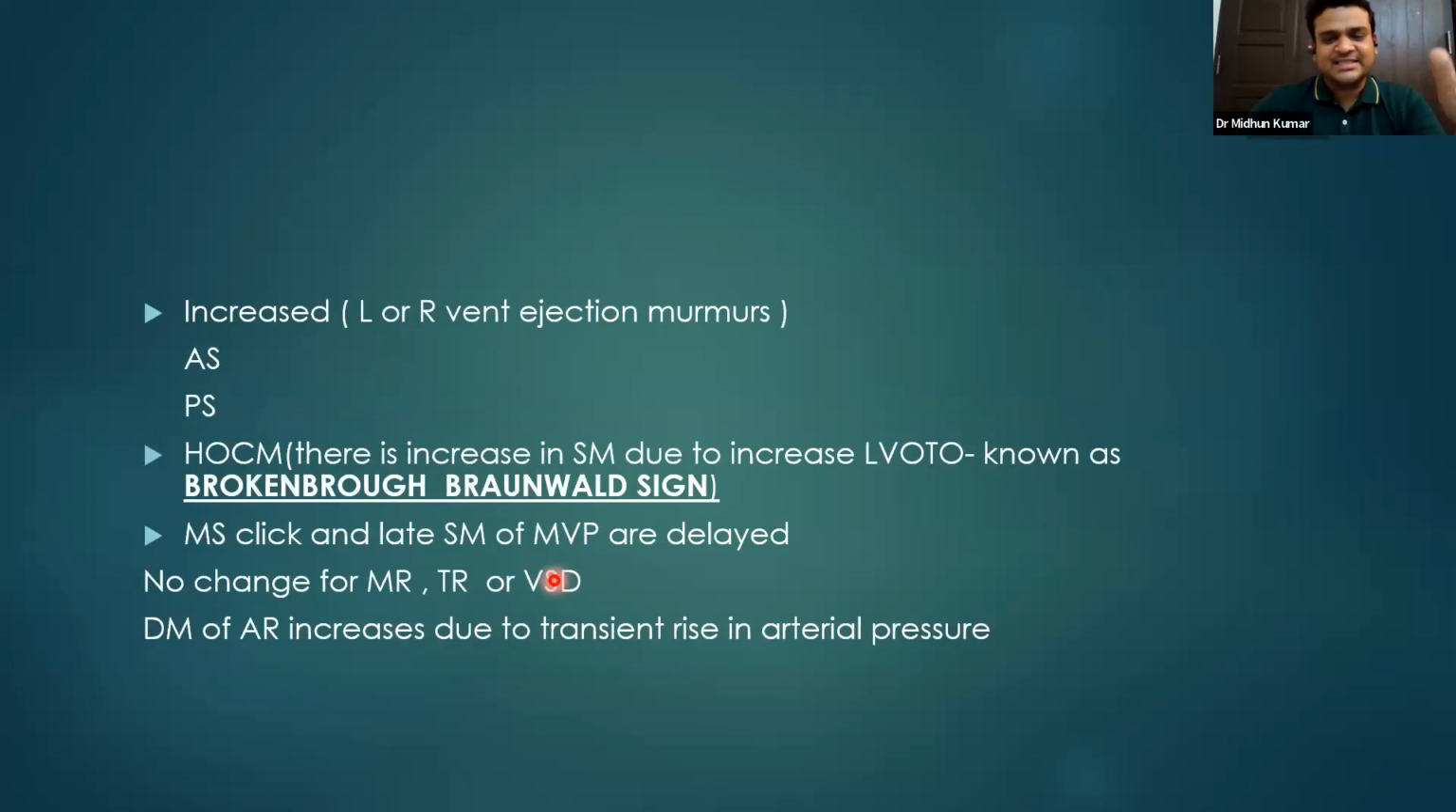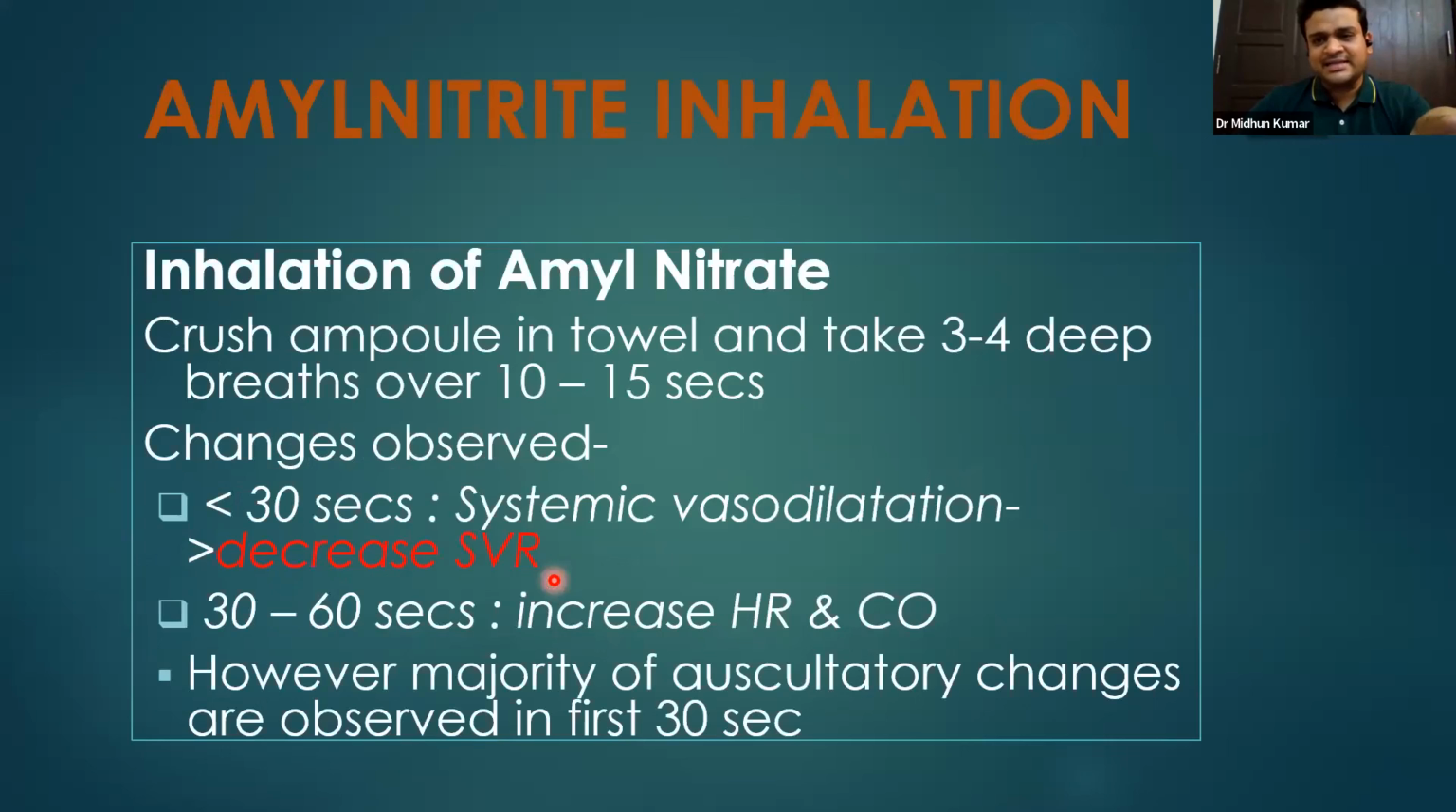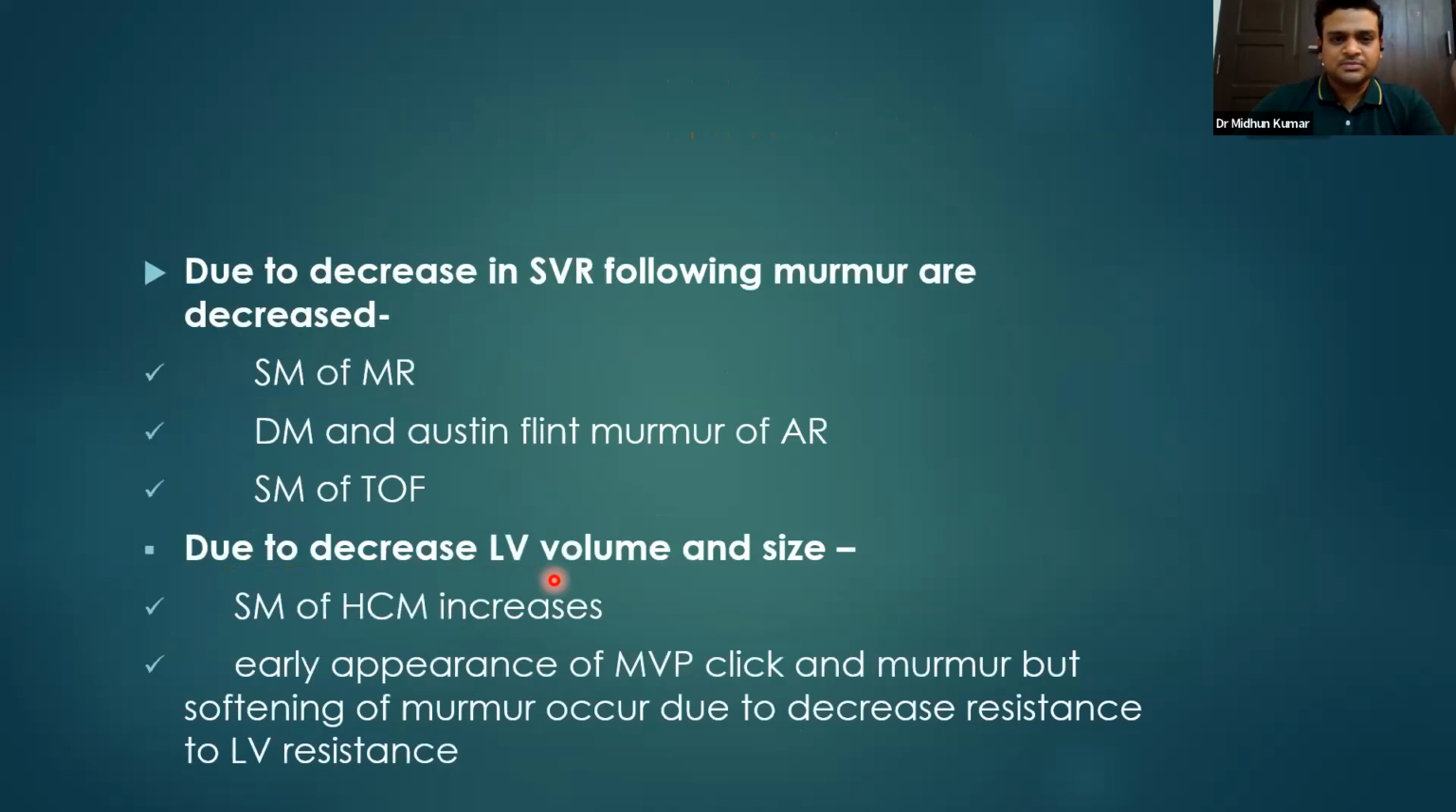The AS murmur and any ejection murmur, whenever the force of contraction is increased, the murmur intensity will be increased, and in HOCM, the opposite occurs. And amyl nitrate is the opposite of isometric hand grip. Isometric hand exercise produces vasoconstriction, an increase in systemic vascular resistance. Amyl nitrate produces vasodilation. So whichever murmur increases with isometric hand grip, you can produce the opposite by amyl nitrate inhalation.